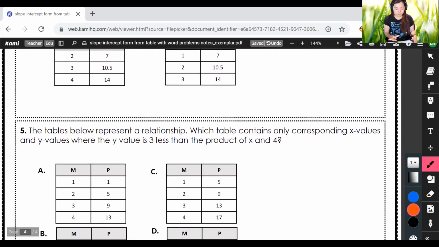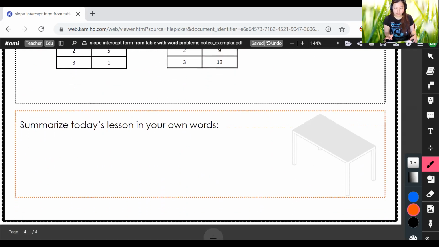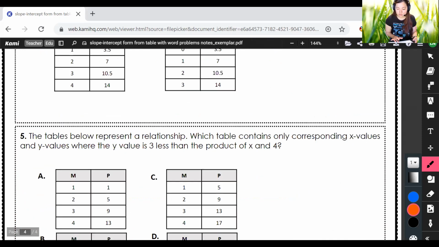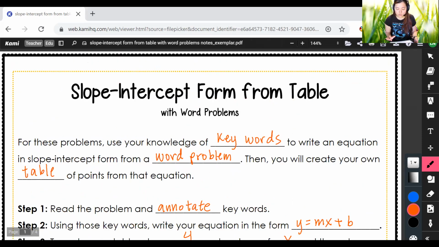And then the rest of these should be pretty straightforward and similar to the other examples. And then of course, when you get to the end of the notes, don't forget to summarize the lesson, because I look at that for the notebook check.